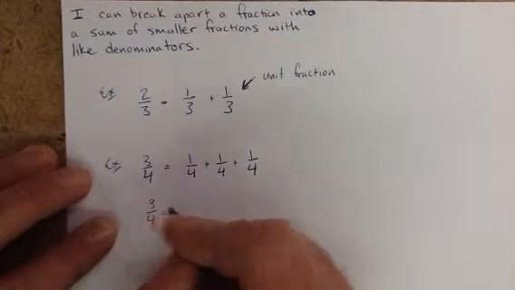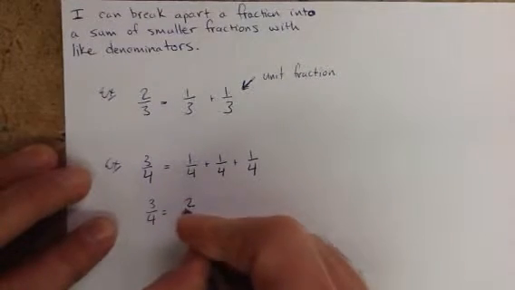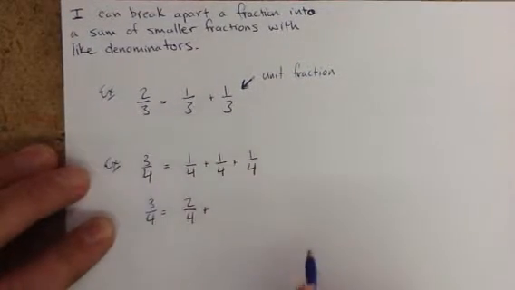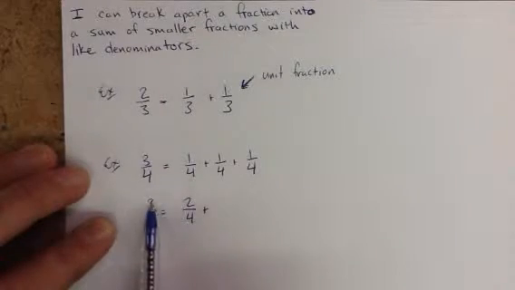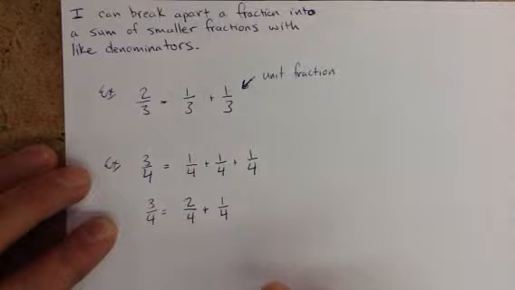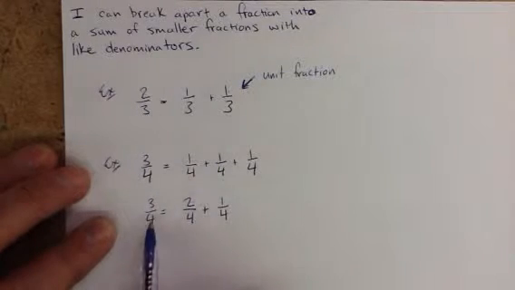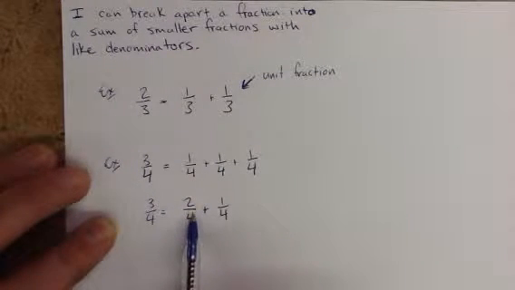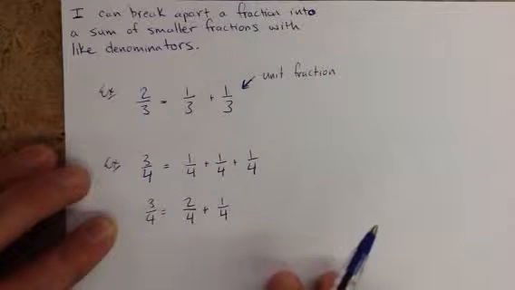Well, 3/4 can also be broken down to, what if I started with 2/4? What would I have to add to it to get to 3/4? Well, it would be another 1/4. So I broke 3/4 down into a group of 2/4 and another fraction of 1/4.